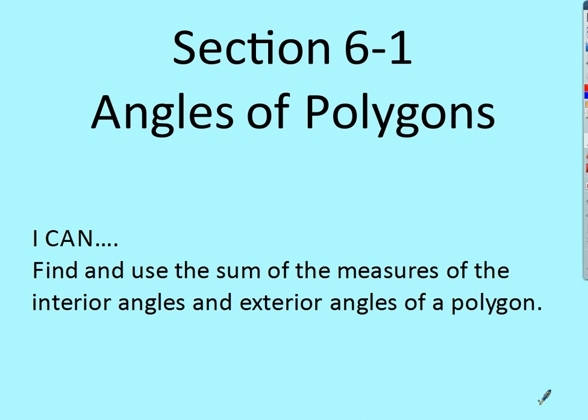This is section 6.1, Angles of Polygons. The I can statement for this section: I can find and use the sum of the measures of the interior and exterior angles of a polygon.